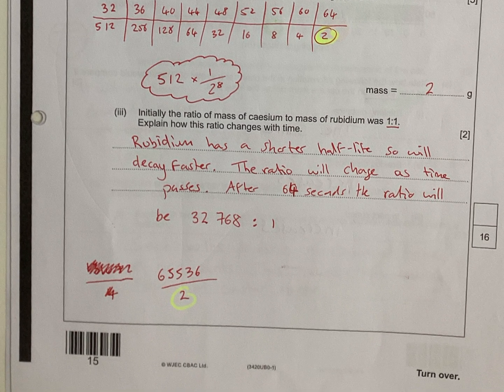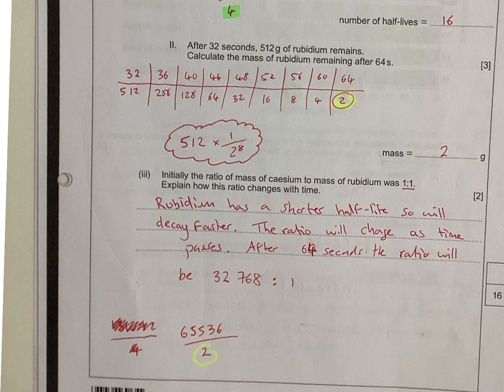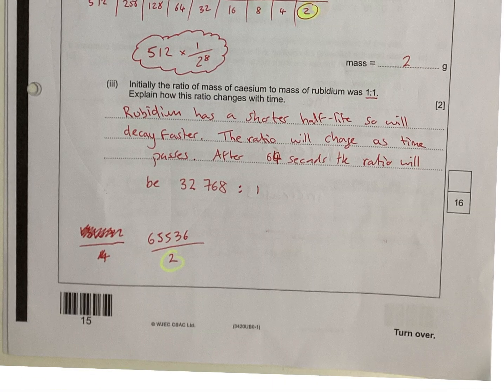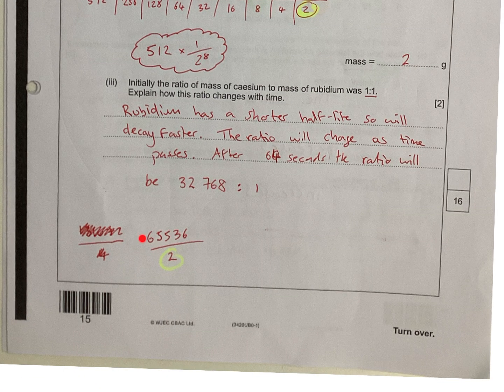Initially, the ratio of mass of cesium to rubidium is 1:1. Explain how this ratio changes in time. So because after 64 seconds I've got a mass of 2 there, and after the same amount of time there, I've got this mass. I'm just dividing one mass into the other. So after 64 seconds of cesium, it was that. After 64 seconds, rubidium is that. How many times does that go into that? And that gives me a ratio of 1 to that. So again, a numeracy question there.